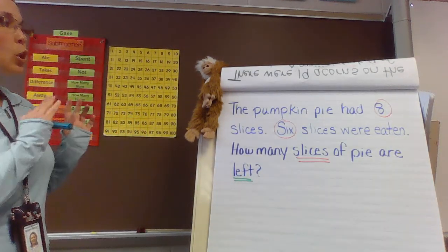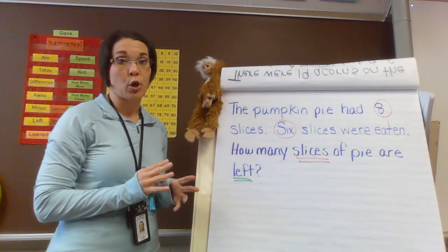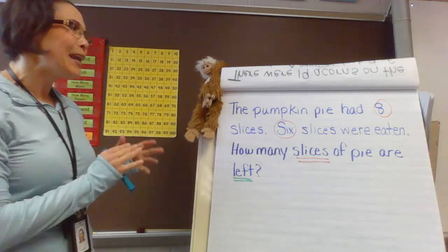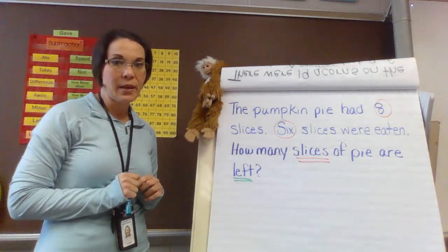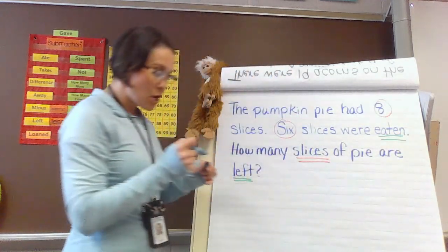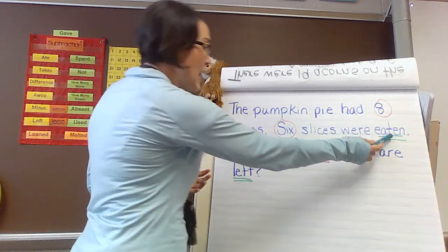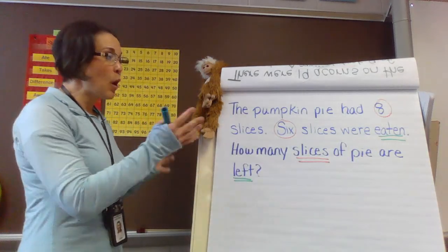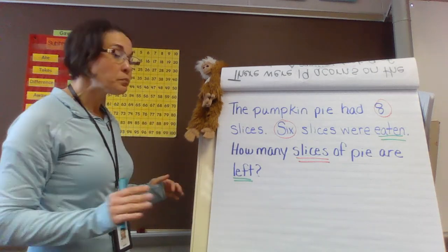Now, if you were looking in the body of the word problem, there's also another clue word here too. So if you're looking in the second sentence where it says 6 slices were eaten, I would also say eaten would be another great subtraction clue word. So we have eaten and left. Both of them are perfect. They could tell us that we're going to be subtracting.